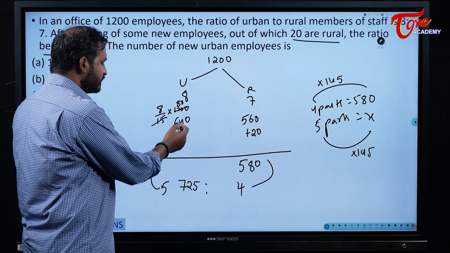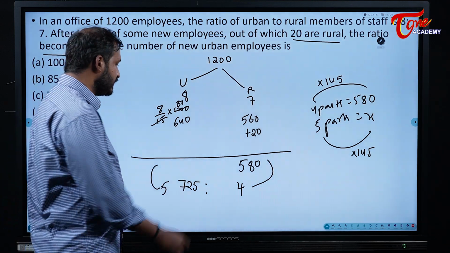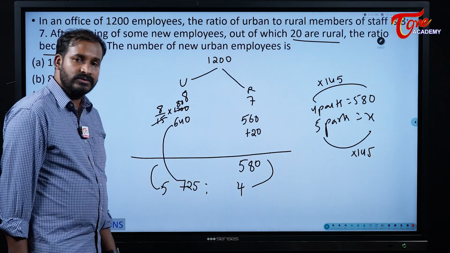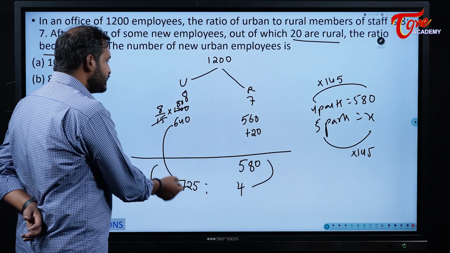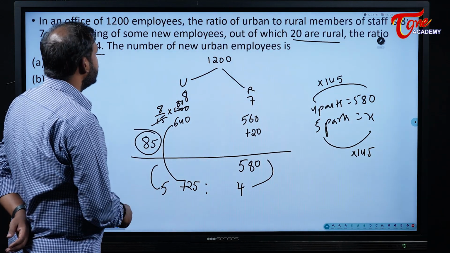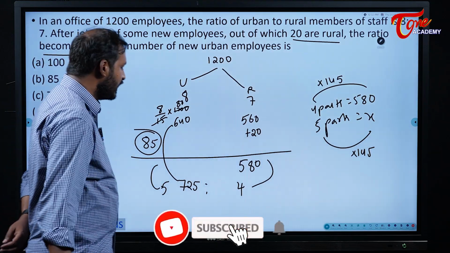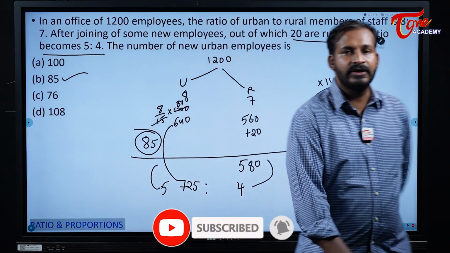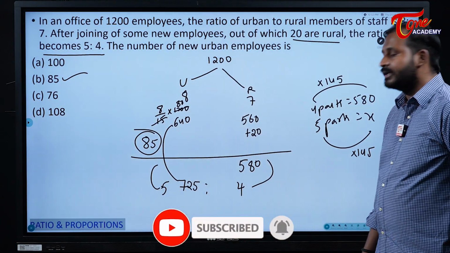So now the strength became 725. From 640 to 725, the strength changed. So, what is the increase here? 85 candidates. So, the number of new urban employees is 85. 85 new urban employees joined in the company.